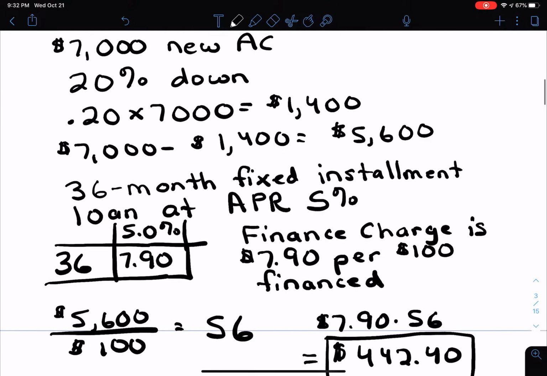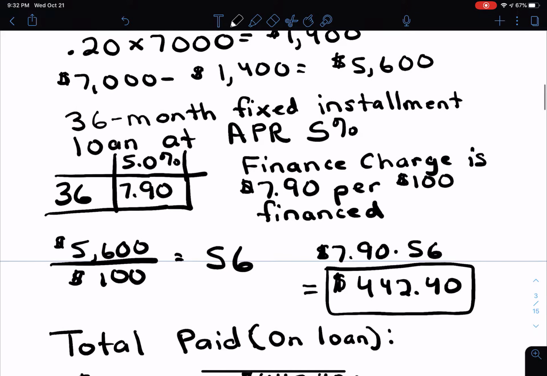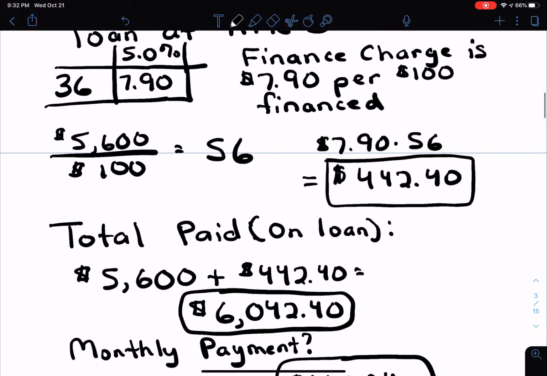So quick recap. $7,000 for the new AC, but 20% down is like paying cash up front, $1,400. So the loan's going to be for $5,600. We use the APR table to figure out how much the finance charge will be. According to the table, the finance charge is $7.90 for every $100 financed. Financing $5,600 is 56 hundreds. So 56 of those times the $7.90 gives us a finance charge total of $442.40.